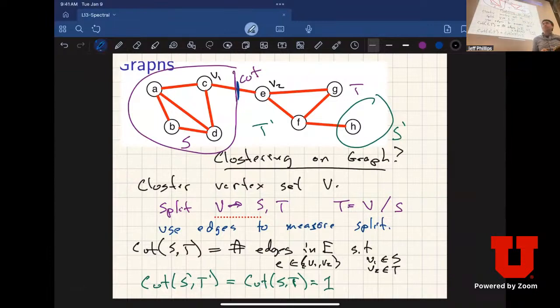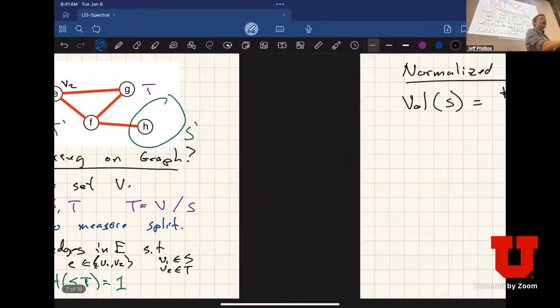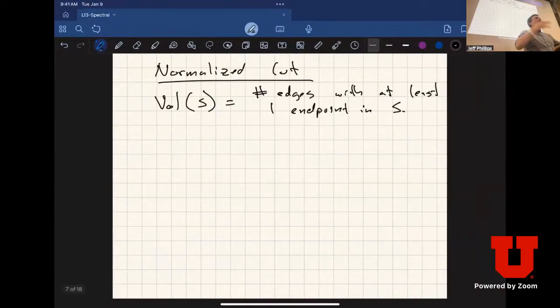Maybe I just want the edges that are in between, but the common notion of volume is that they just have one endpoint in the subset, so an edge that spans the cut is counted as part of the volume. This allows me, if the graph is connected and every vertex has at least one edge, to divide by the volume and never divide by zero. So it's convenient that way.